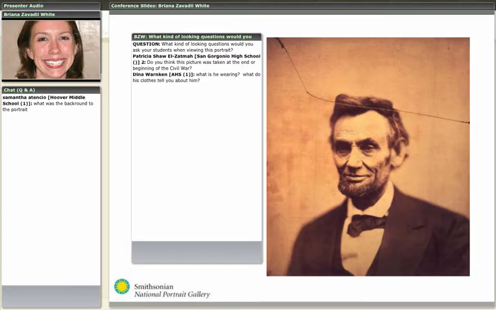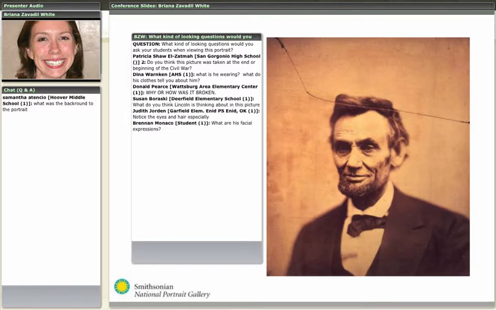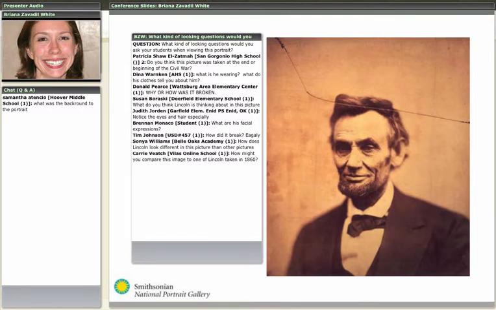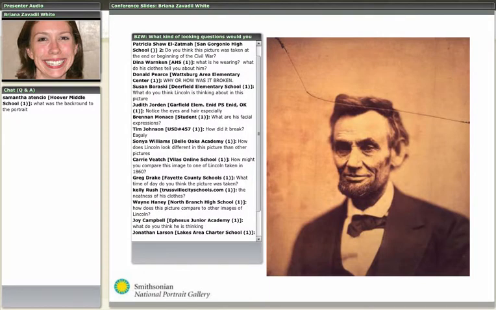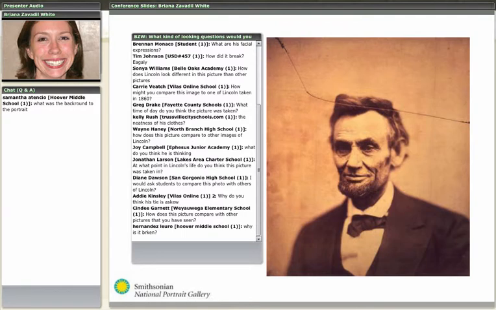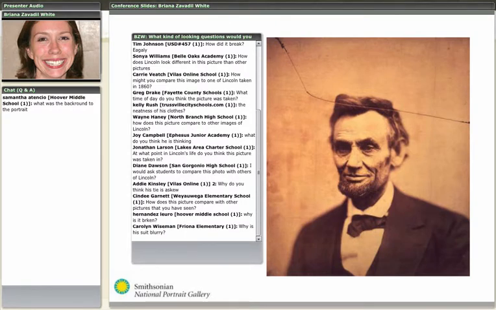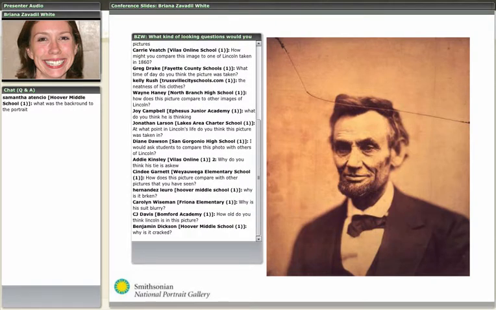Okay, great. Samantha says, what was the background to the portrait? Do you think the picture was taken at the end or the beginning of the Civil War? I think that is fantastic. Oh, okay. Why or how was it broken? Somebody asks. I want you to keep that question. I don't necessarily know that I would ask that right away, because how do we know that it was broken? What do you think he's thinking? That's another great one. Again, I want you to consider looking questions here.